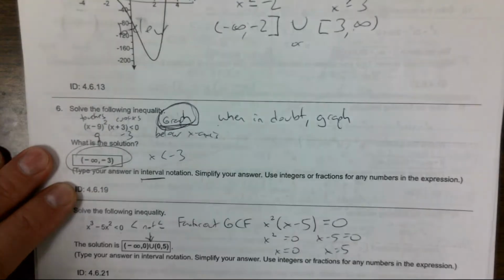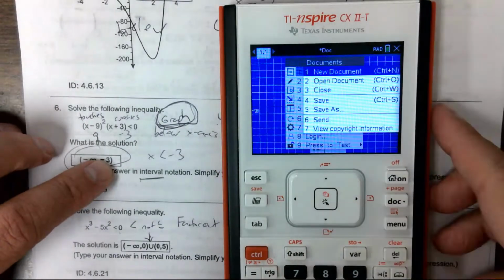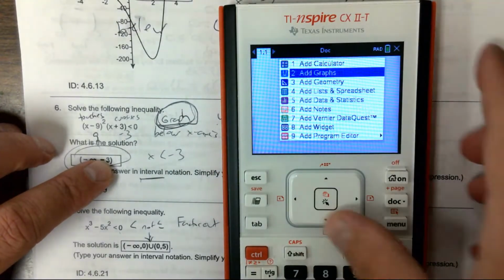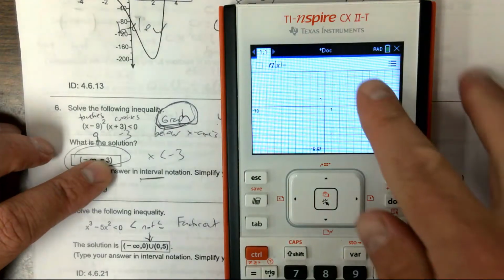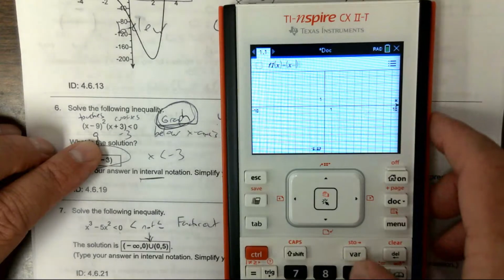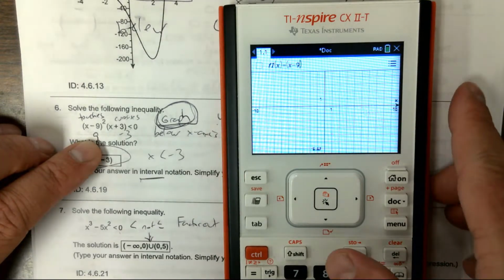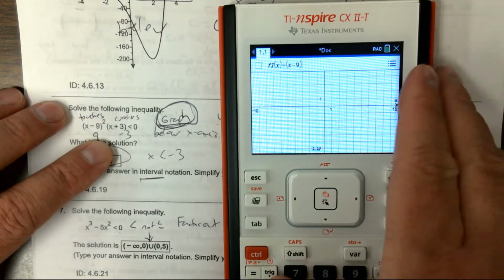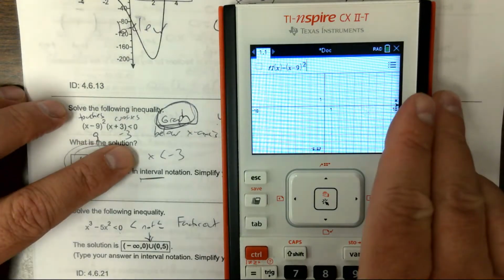So let's go back to the graph on this. Especially if you're asking a question, it'd be nice if you had your calculator ready, and maybe a little sheet of paper and pencil or pen. x minus 9 squared times x plus 3.